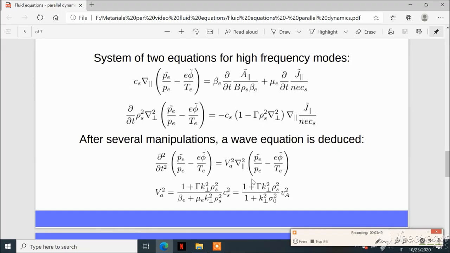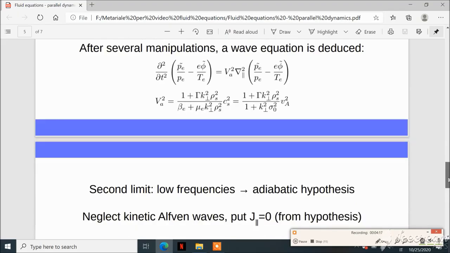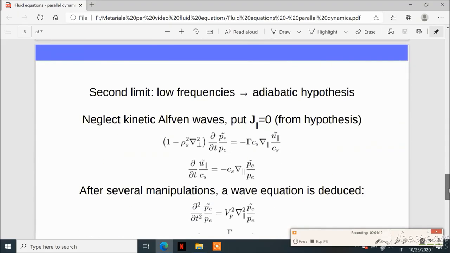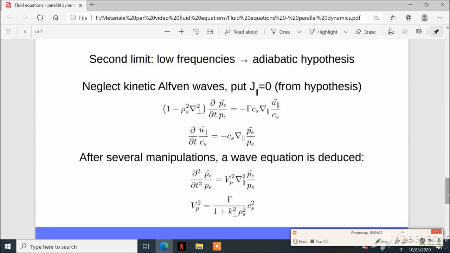So imagine that we have some initial perturbation which has some spectrum in these wave vectors. These modes will propagate with different velocity, and so they will lose coherence, will lose phasing, and so the wave will disperse in time. So this is a characteristic of these modes because we have introduced perpendicular dynamics, and so this introduces some dispersive effects. So this is the first result. The second result is obtained when taking the limit of low frequencies.